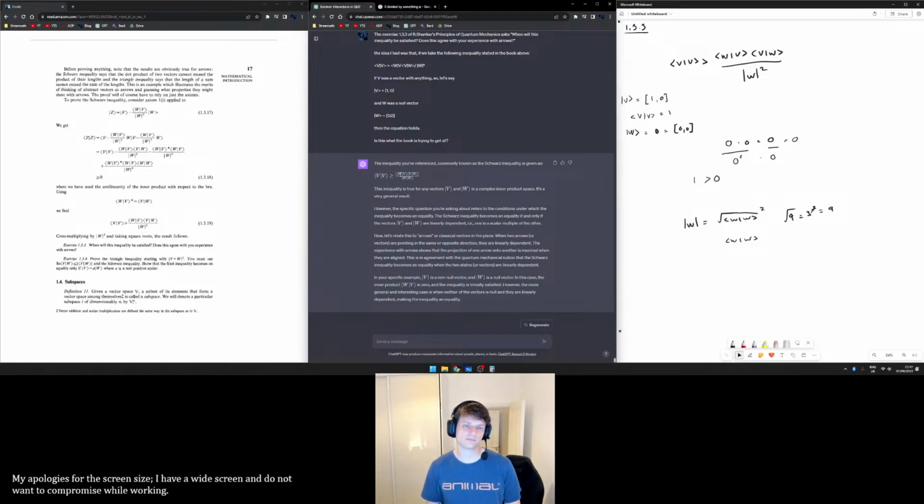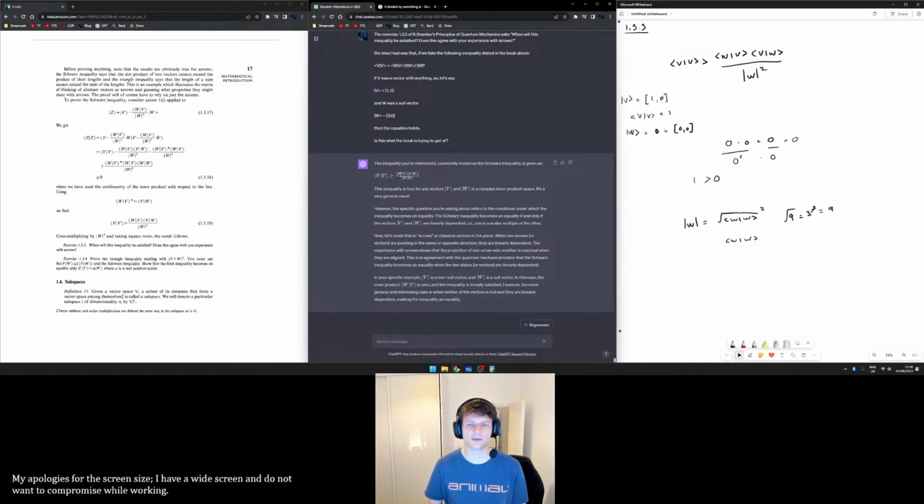Oh, I see. So that's what that means. So when will this inequality be satisfied is actually saying when will this inequality no longer be unequal, but rather equal?